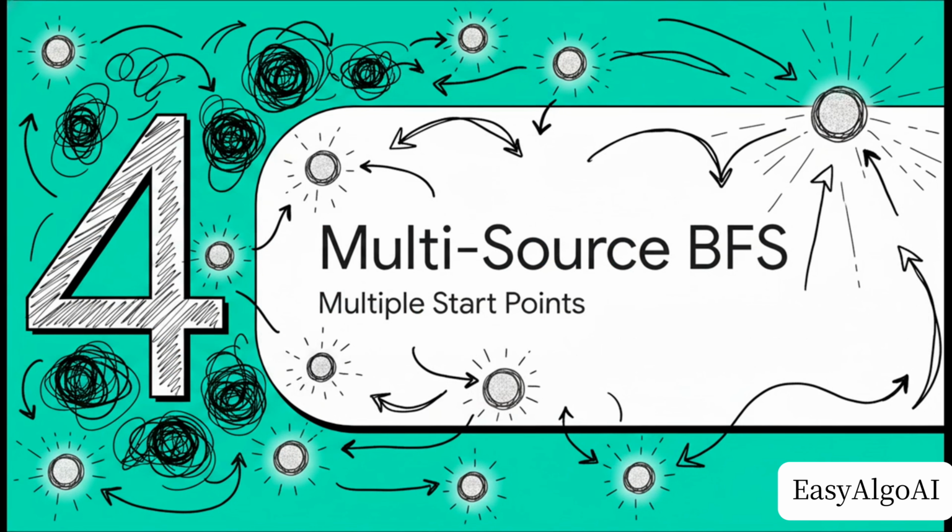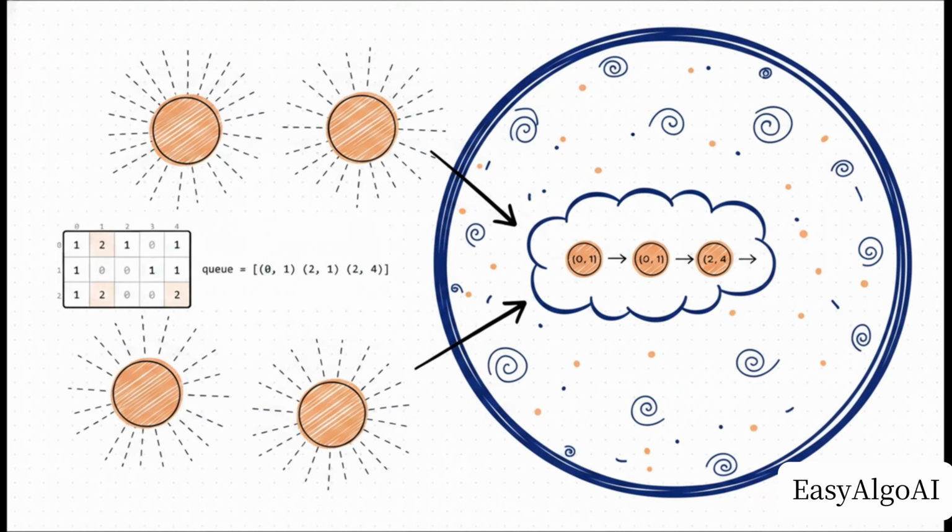Okay, let's turn things up a notch. Section 4, Multi-Source BFS. Let's see how this builds when we have more than one starting point. Look at the matrix here. We have infected 2s at 3 different coordinates.